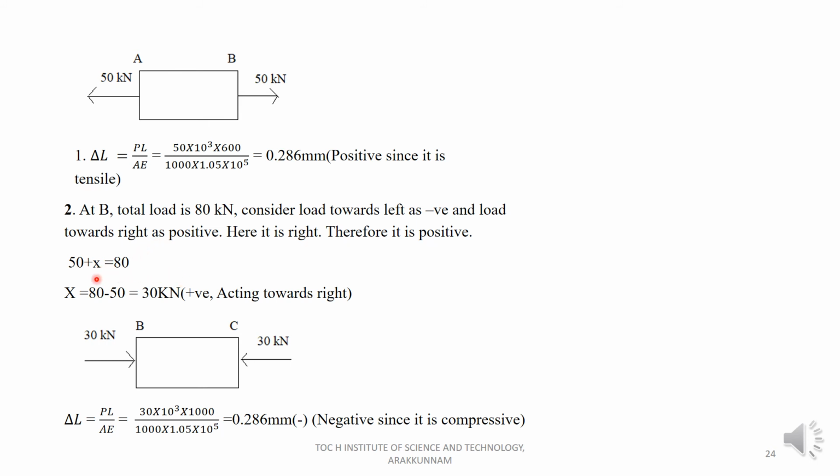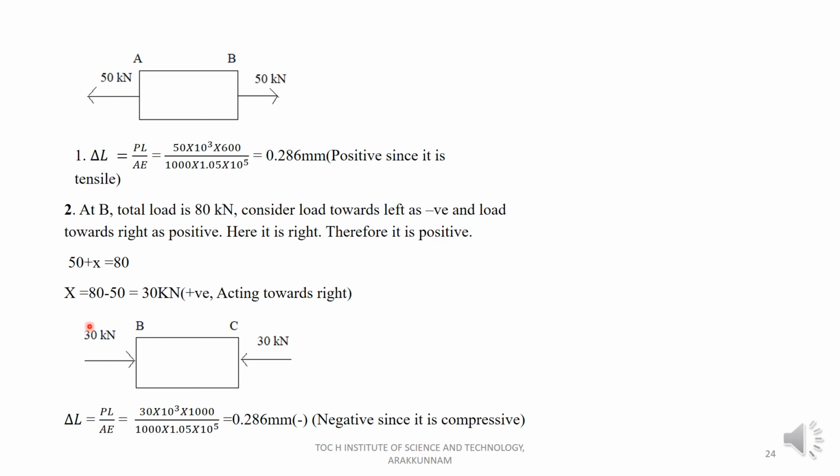is equal to 80. 50 we took as positive since it is acting towards right, and 50 plus x, that is an unknown term, is equal to 80 kilonewton. That is the total load which exists, and which I also put as positive since it is acting towards right. So x is equal to 80 minus 50, so 30 kilonewton acting towards right should be marked from the next section B.